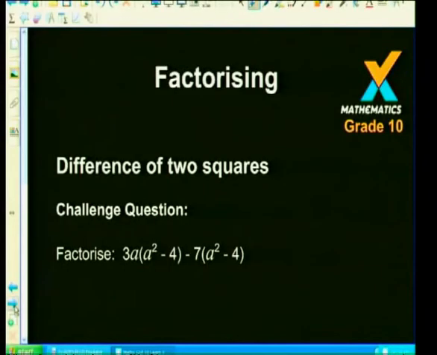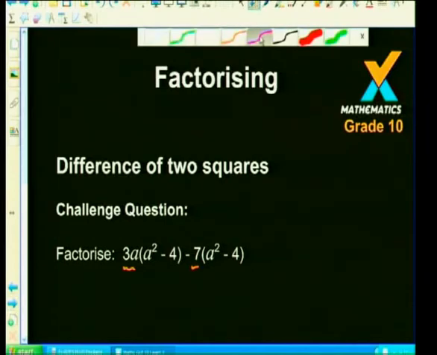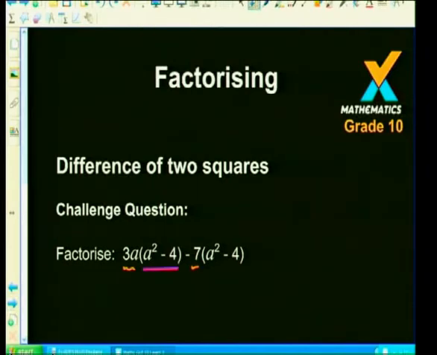Let's have a look at another question. This is a challenge question, and it's got difference of 2 squares in it. But it's also got a bunch of other funny stuff over here. I know that you've recognized already that that bracket and that bracket are the same. So what do we do in the case of a common factor that's a bracket? Write down the common bracket and everything else that's left.